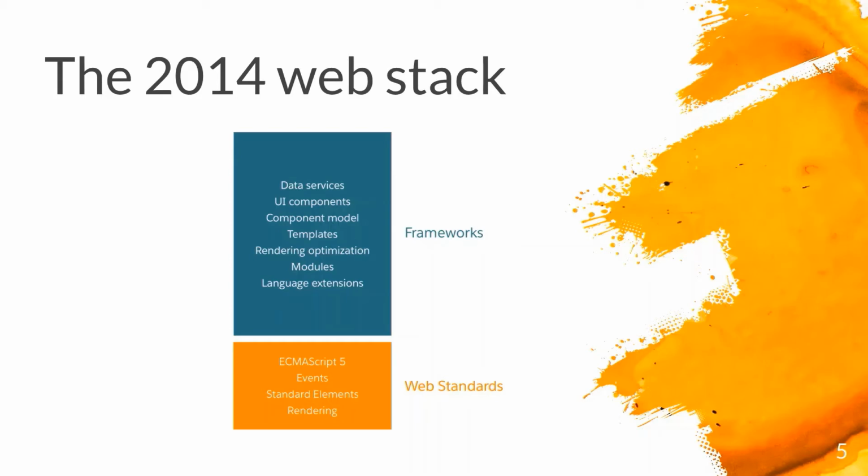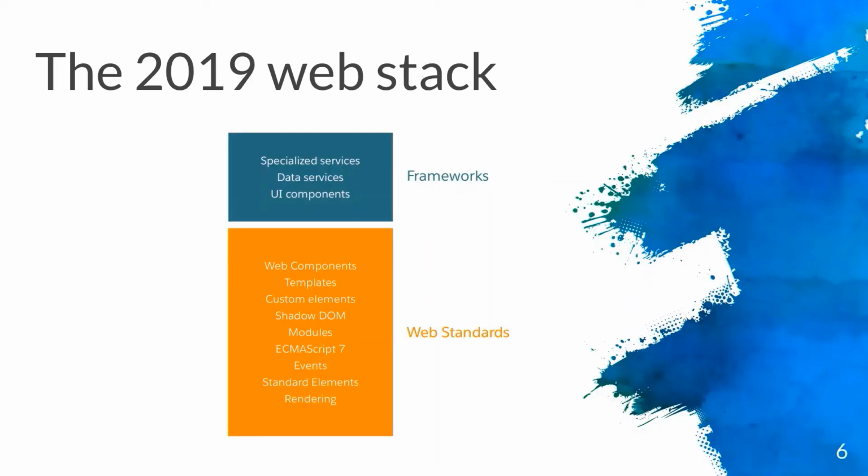Well, change is part of life. The same is true with technology, and it evolves. We started with a few KBs of internet speed and today we are getting GBs per second. In the same way, during the last 5 years there has been huge improvement in the web stack. Let's see the 2019 web stack. In the 2019 web stack, most of the elements provided by the framework are now part of the modern web standards. We can see here that web components, templates, custom elements, shadow DOM, modules, ECMAScripts, events, standard elements, and rendering are now part of the web standards. Only a few are now provided by the framework, such as UI components, specialized services, and data services.